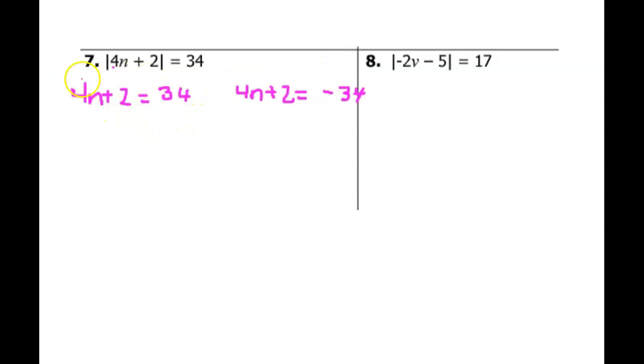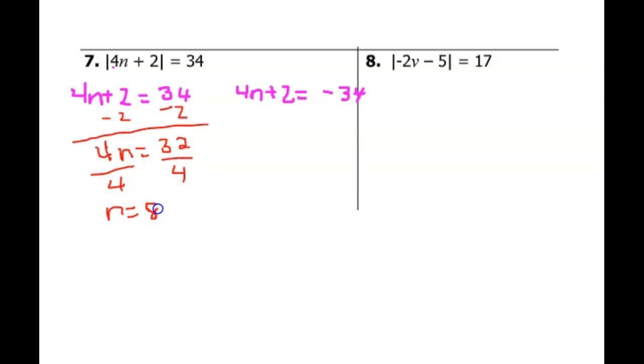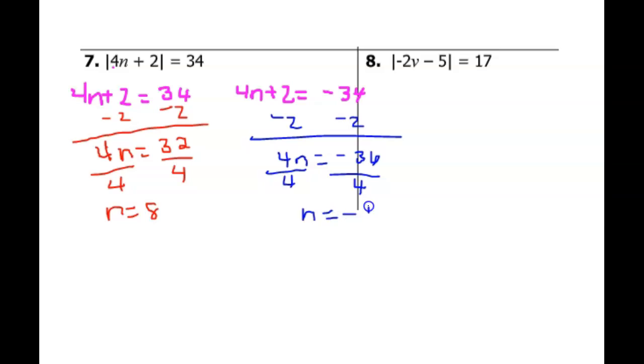So let's solve for the left side. I'm going to subtract 2 from both sides, and I get 4n equals 32. Then I'm going to divide both sides by 4, and I get n equals 8. Now I'm going to do the right side equation. I'm going to subtract 2 from both sides, and I get 4n equals negative 36. Then I divide both sides by 4, and I get n equals negative 9. Solution set.